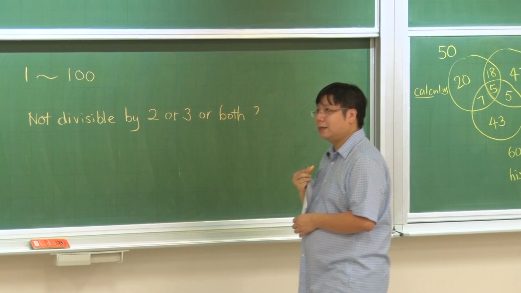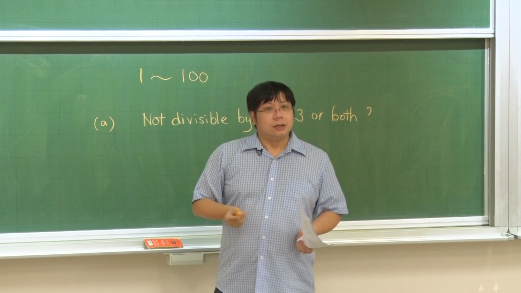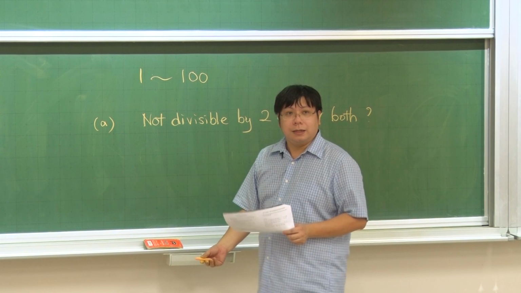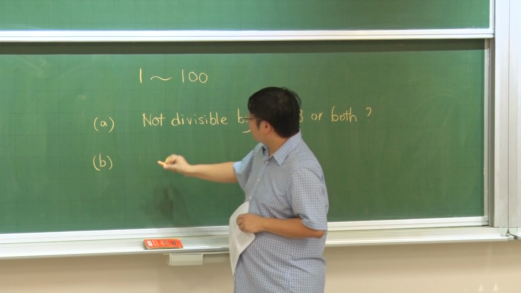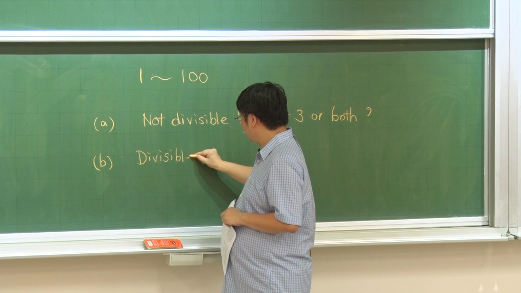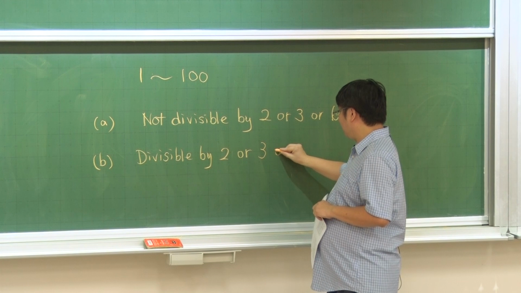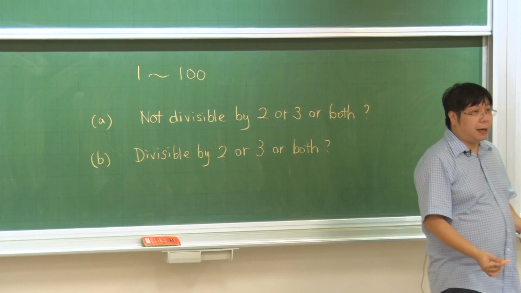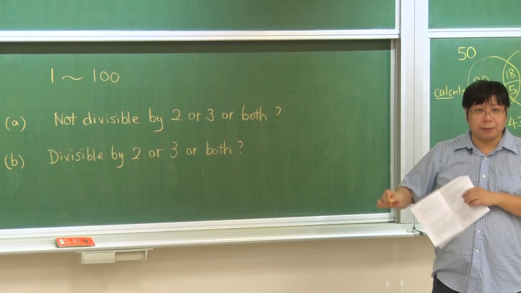Okay. So how do we know? Instead of computing this, let's compute the other one. Maybe this one is easier. How many of them are divisible by 2 or 3 or both? If we know the answer for the B part, then 100 minus the answer of B will give you the answer of A. Am I correct?